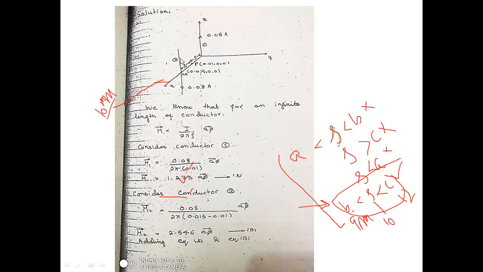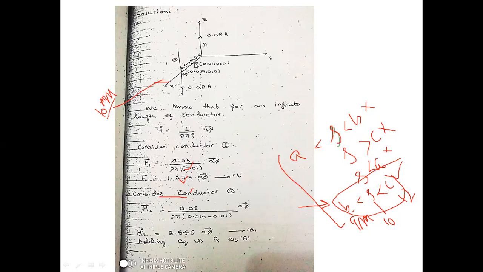This is filament 1 lying at the origin, and filament 2 is lying on the x-axis at the location 0.015, 0, 0. The point of observation is also on the x-axis at 0.01, 0, 0. As we know, for an infinite length conductor, H is equal to the relation we have already defined, so directly we will use this. Consider conductor number 1 first.